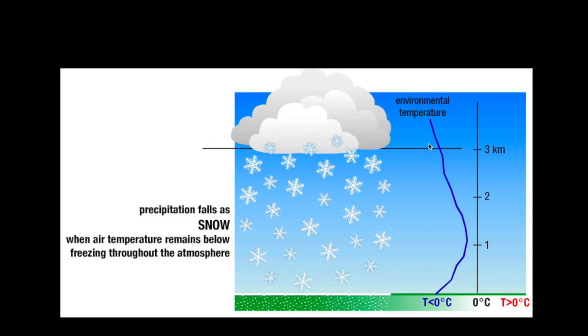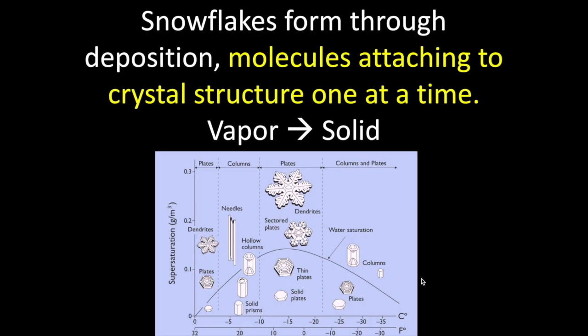And then as they fall, here's the temperature, right? It gets warmer, warmer, warmer as you drop, but it never hits 0 degrees Celsius or 32 degrees Fahrenheit. That would be the melting point if you're going in the melting direction, freezing point if you're going the other way. And it just stays frozen all the way down and it lands as snowflakes.